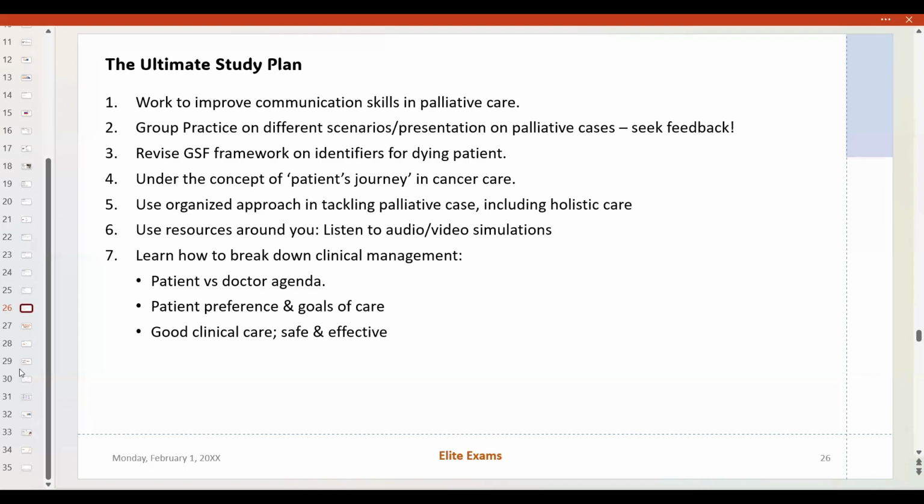Look at your palliative cases and start working on your communication skills. There are some phrases there that you can use, practice with your group. Take a look at the GSF framework on the identifiers for patients so that you are able to identify the common things. If you get a heart failure case, what are the common identifiers for a patient in heart failure so that you are initiating those documents on time? Revise and understand the concept of patient's journey in cancer care, because that's very important in how you manage any cancer patient. And remember that you need holistic care, an organized approach in managing palliative care.